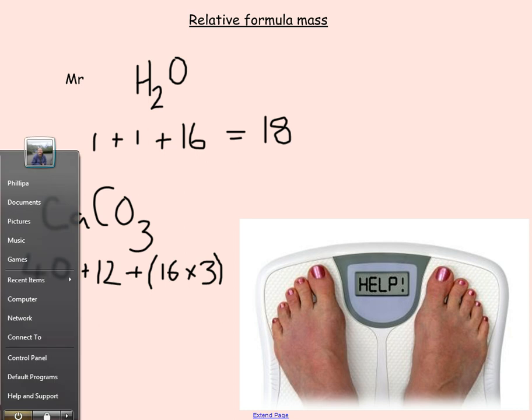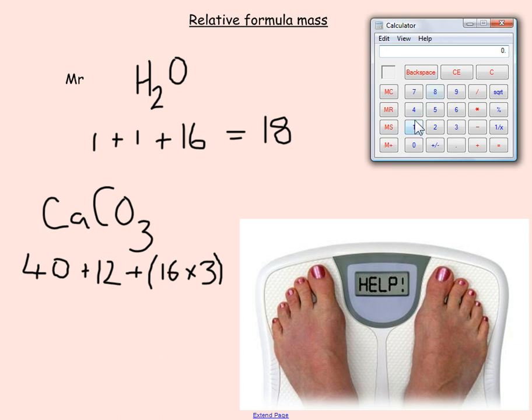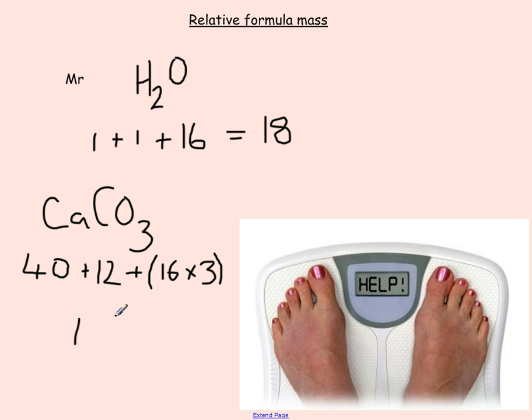Let's try and get a calculator up. Come on here, calculator. 16 times 3 equals, plus 12, plus 40 equals 100. So the relative formula mass of calcium carbonate is 100. And that's it really. Bob's your uncle.